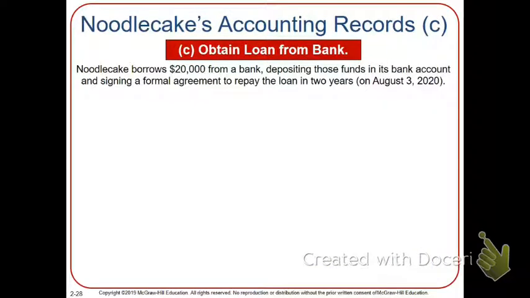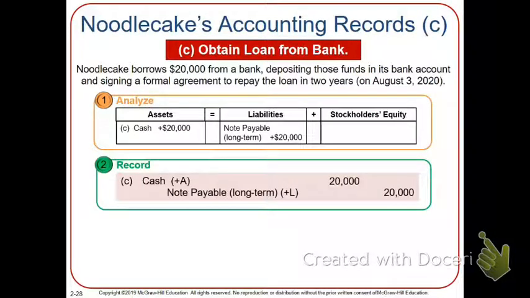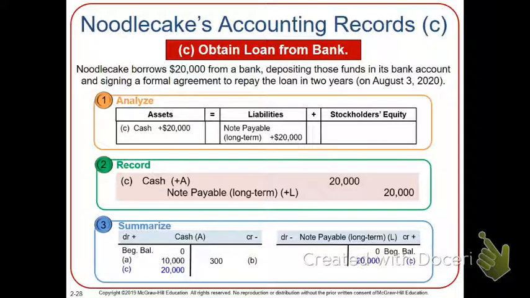We borrowed $20,000 from the bank, deposited those funds, and signed a formal agreement to pay. So who knows what account we're going to debit and what account we're going to credit? Cash, right? We're going to what to cash? Debit. Debit cash, yep, and we're going to credit? Liabilities. Yep. Do you know what liability? Notes payable. Yep, there we go. We're going to debit cash and credit notes payable. And then notice the T accounts are just to summarize. They just keep going up.